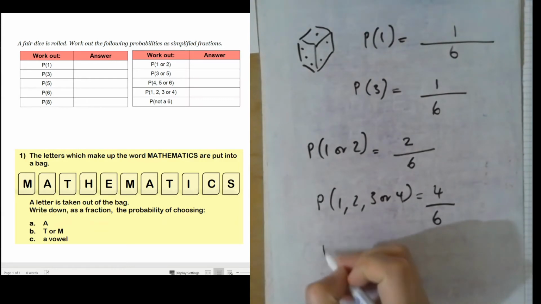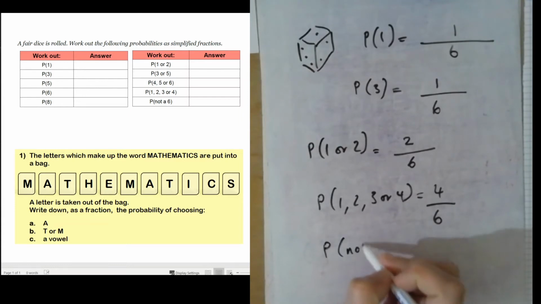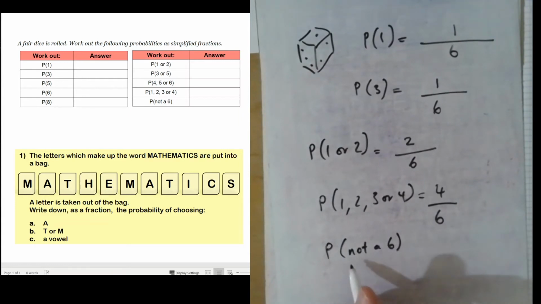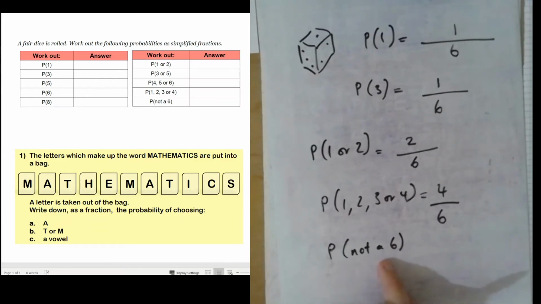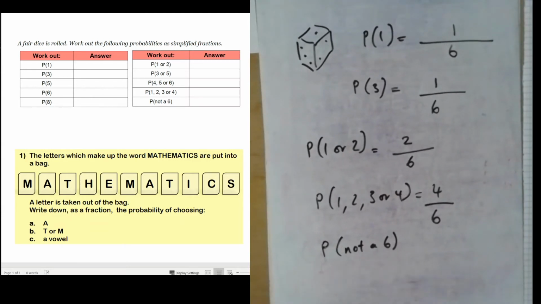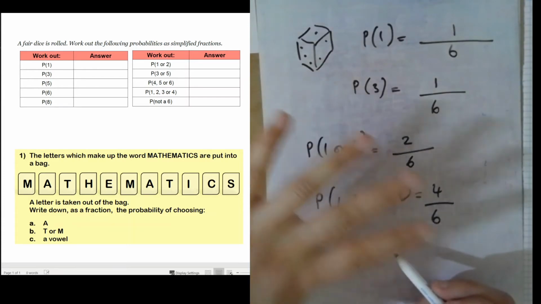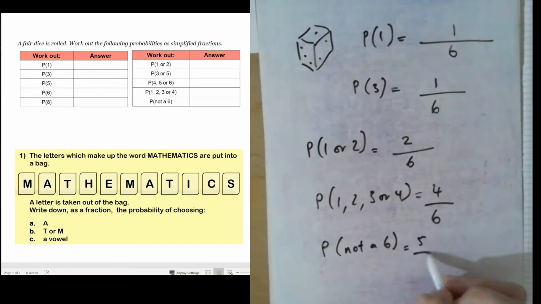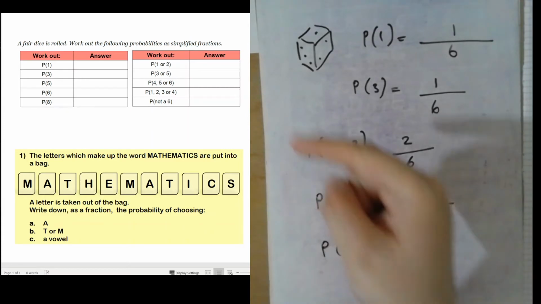Okay, and then the only one that might be a little different is not a 6. If you remember the Venn diagrams when they're talking about a complement, this is what they're talking about. When I'm saying it's not a 6, that means it can be 1, 2, 3, 4, or 5. That is 5 different possibilities. And how many different possibilities do I have altogether? 6. I know, super easy.